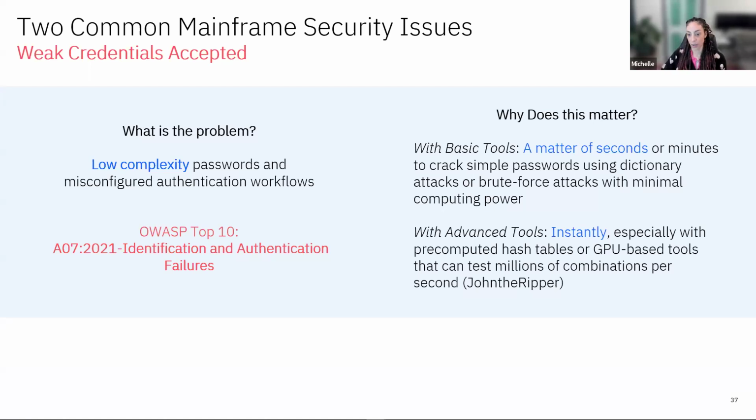And this is number 7. This is an identification authentication failure. With basic tools, a matter of seconds. With advanced tools, almost instantly, right? And this is referring to how long it would take to brute force the credentials if the passwords are not sufficiently complex. So those are the 2 things I see very, very commonly: weak credentials allowed or mixed case passwords allowed. They're not really enforcing that either. And then the unencrypted protocols.